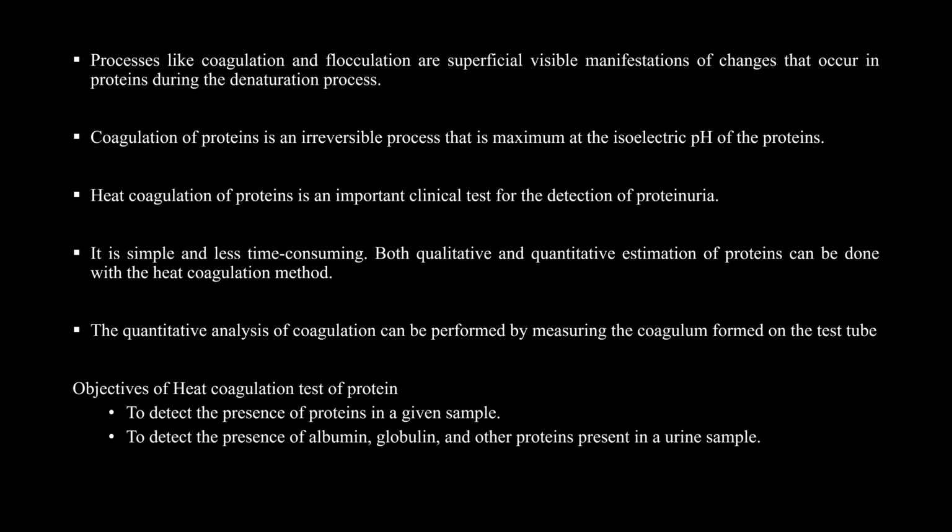Coagulation and flocculation are separately visibly manifested when the protein changes during the denaturation process. The process will measure the isoelectric pH of the protein. An important clinical test is denaturation proteinuria. Both qualitative and quantitative estimation of protein can be done with the heat coagulation method.